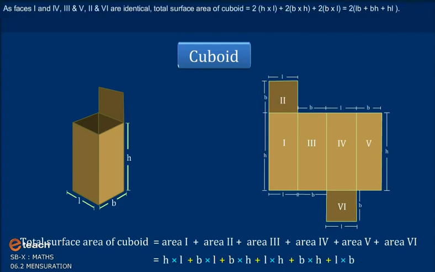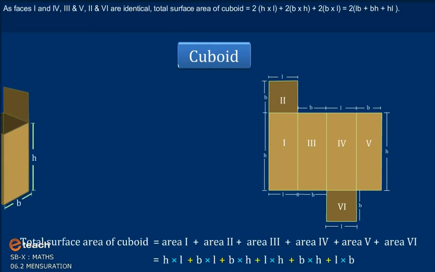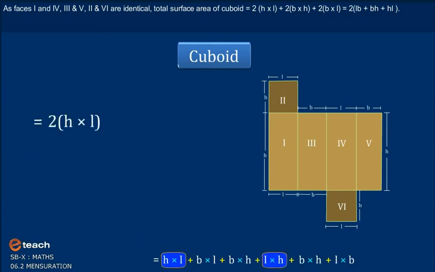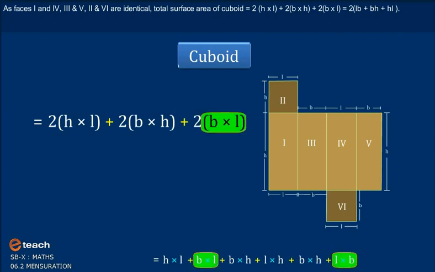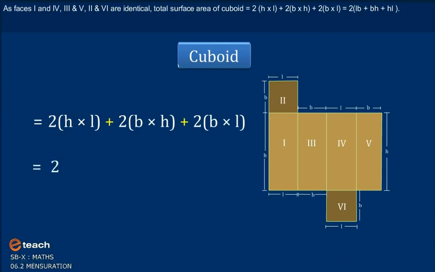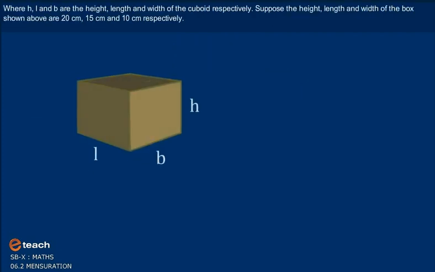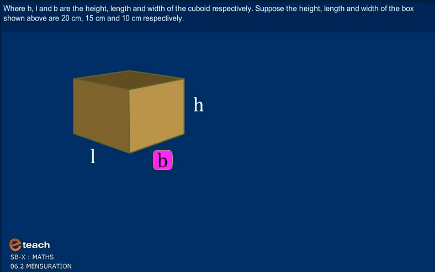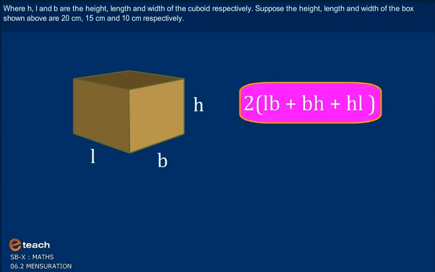As faces first and fourth, third and fifth, second and sixth are identical, the total surface area of a cuboid is equal to 2 into (height into length) plus 2 into (breadth into height) plus 2 into (breadth into length), which is equal to 2 into (length breadth plus breadth height plus height length), where H, L and B are the height, length and width of the cuboid respectively.